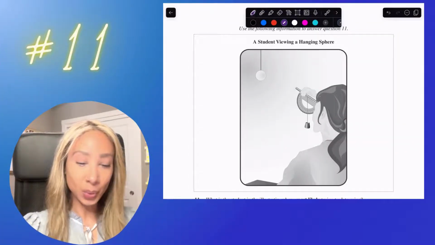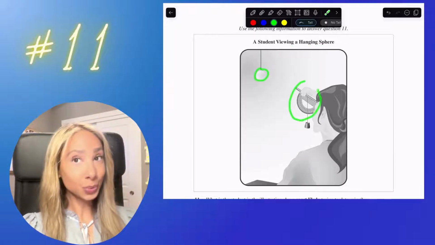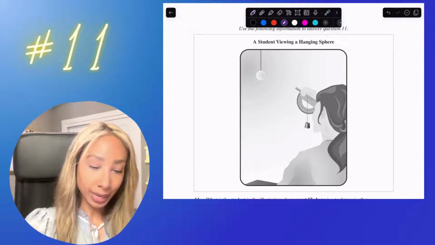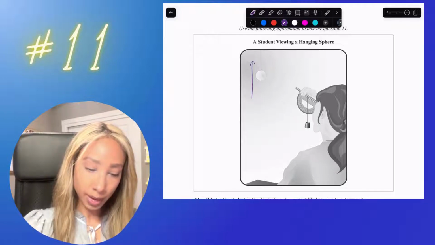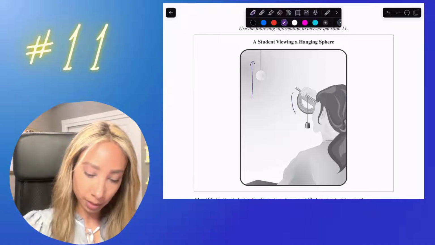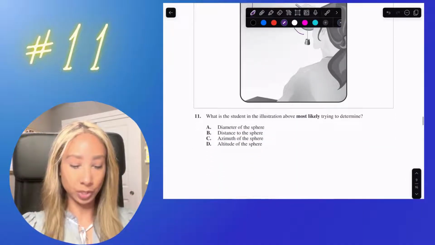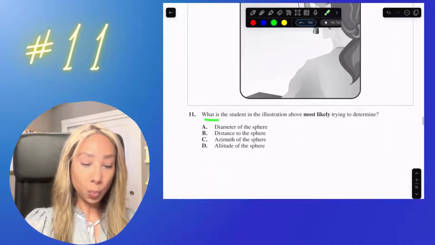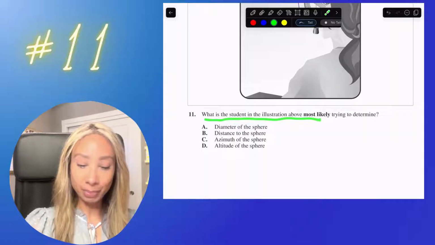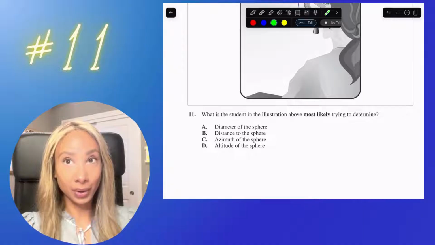Okay, number 11. So with this, we have a student and they are viewing a hanging sphere. So here's our sphere and they're using this tool here to view it. Now, one thing I noticed is that this is hanging up vertically, and the way they're measuring it looks like to me they're going to be measuring something from here to here. So again, we're kind of measuring going up, but let's read the whole question. What is the student in the illustration above most likely trying to determine? So again, it's either going to be azimuth or altitude at this point.